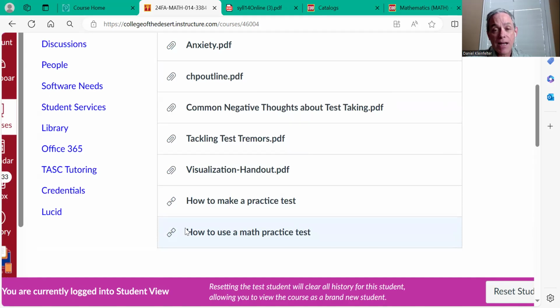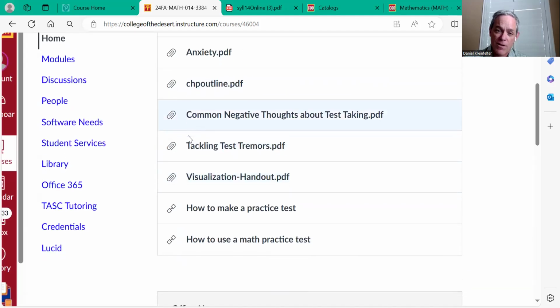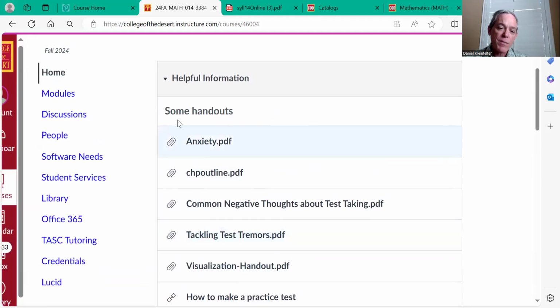There's one on how to make a practice test and one on how to use a practice test. Take a look through any of those materials. Let me know if you find any of that especially helpful or maybe anti-helpful. If it made things worse, I would also like to know that too. So there's some helpful information there. Take a look at that.